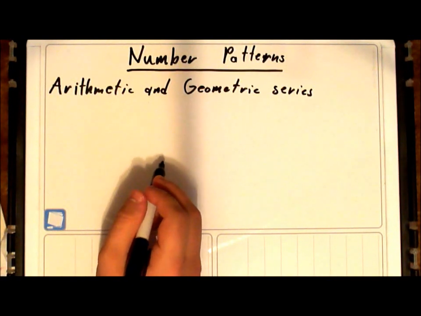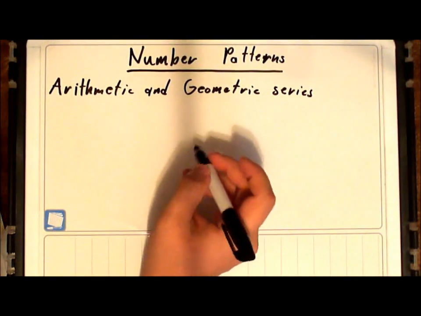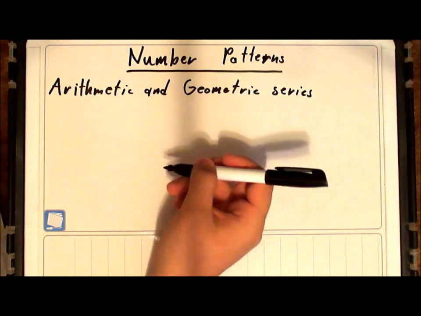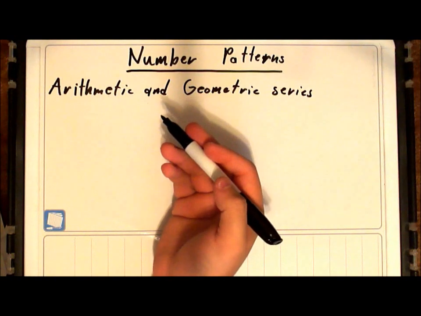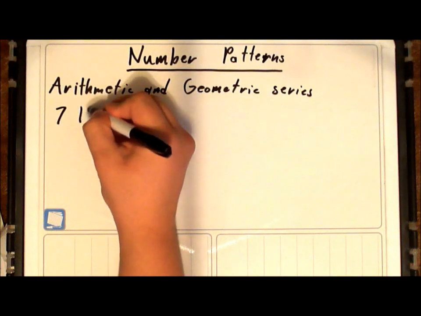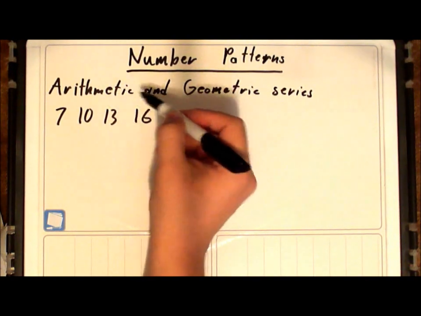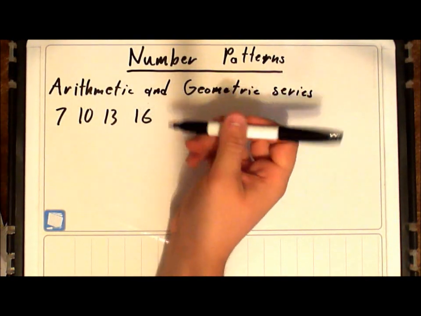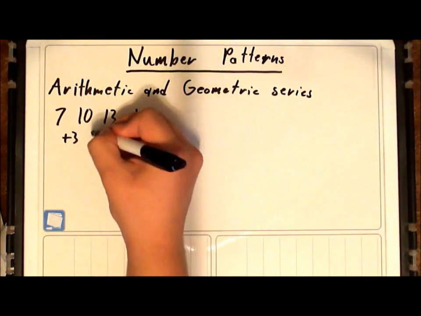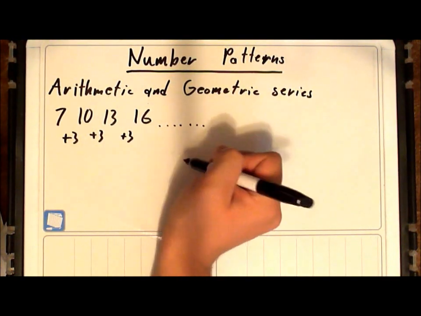So an arithmetic sequence is a sequence of numbers where each term after the first term is calculated by adding the same number to the previous term, or subtracting, or you can also think about it as adding a negative number. It's all the same thing. So if you have 7, 10, 13, 16, this is an arithmetic series, because 7 plus 3 is 10, plus 3 is 13, plus 3 is 16, and so on.